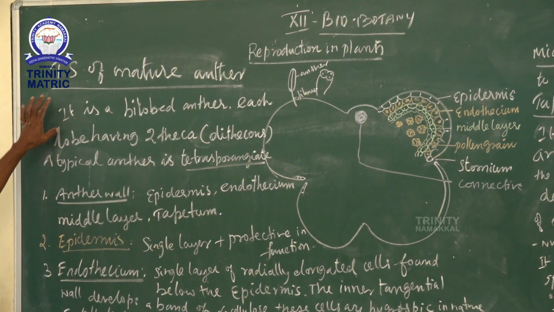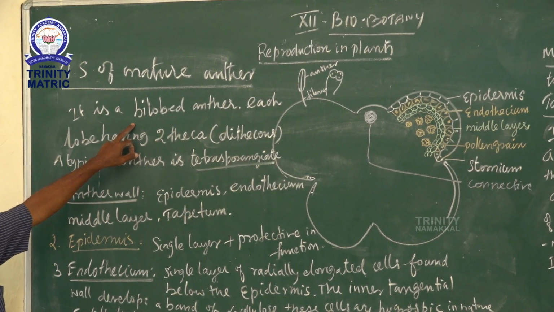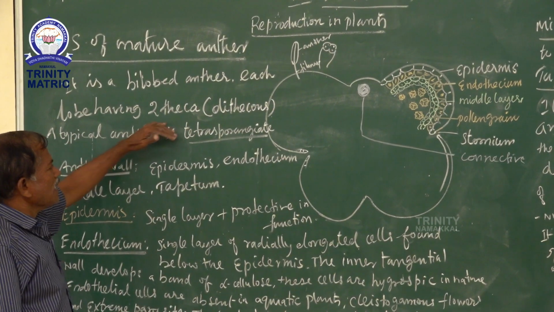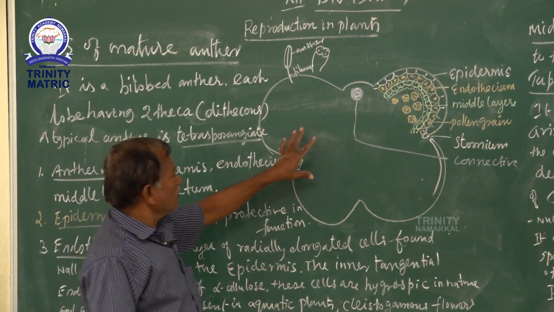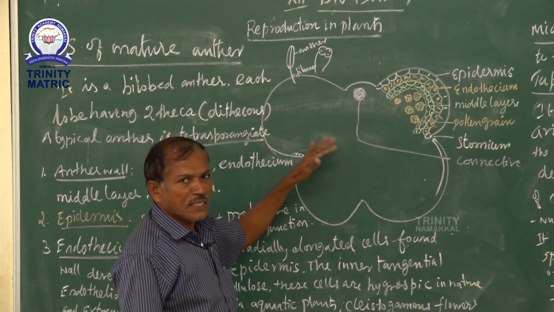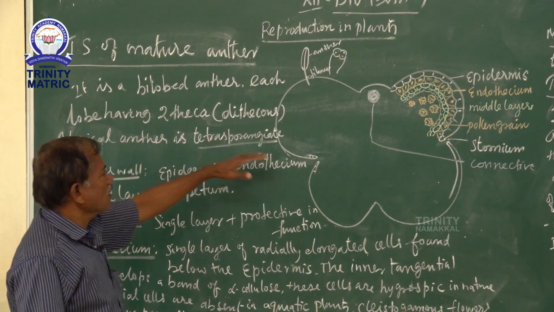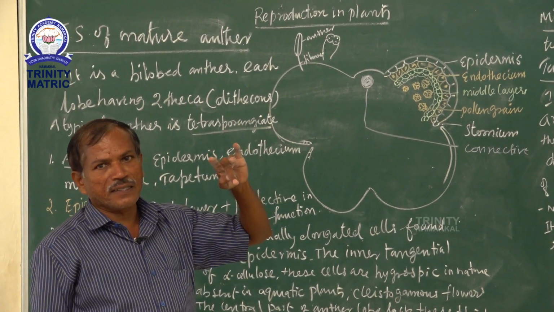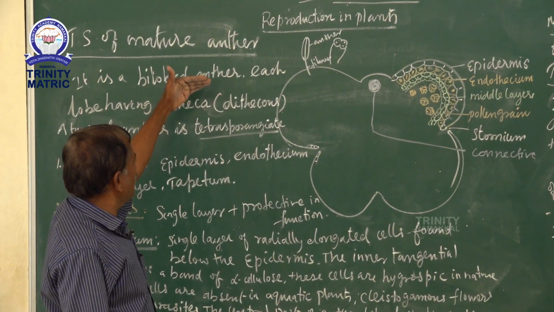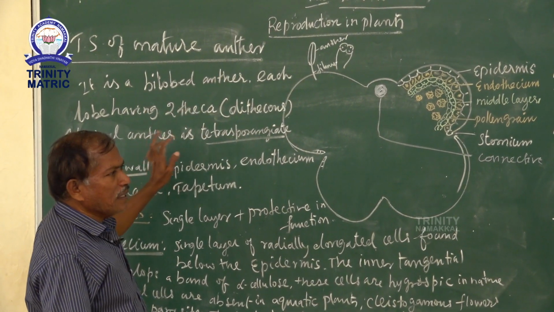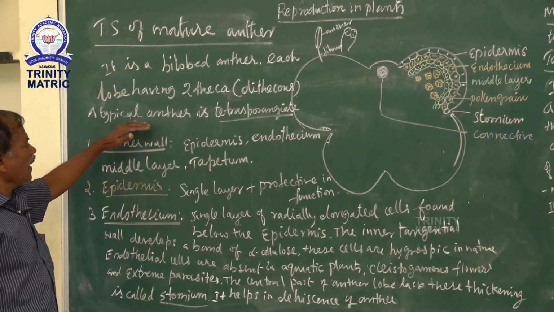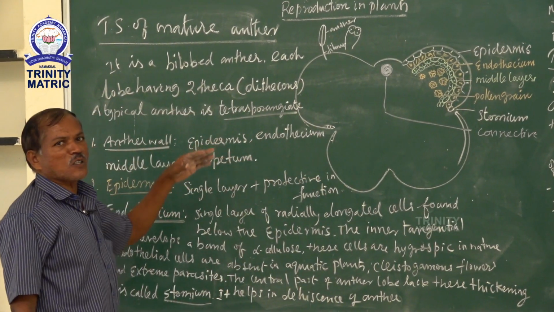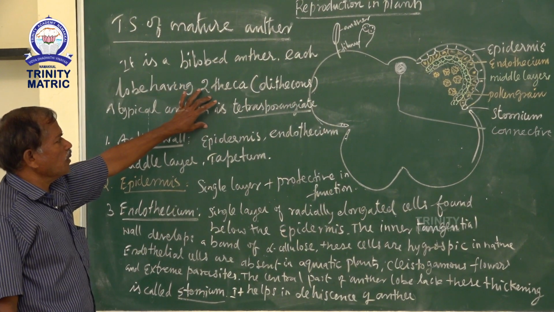First one, the anther is bilobed. Bilobed means like this, this is a bilobed structure. Each lobe has 2 theca. Theca means a chamber. This is called a dithecous anther. Monothecous, trithecous, tetrathecous are also there, but in the syllabus we take the dithecous anther. A typical anther is tetrasporangiate. Tetra means 1, 2, 3, 4. This is called tetrasporangiate. So bilobed means tetrasporangiate.